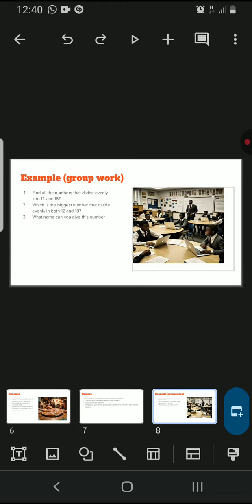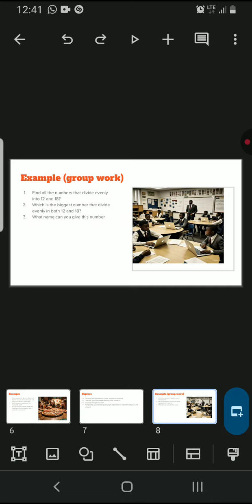For instance, we can have an example like find all the numbers that divide evenly in 12 and 18. Next guiding question, which is the biggest number that divides evenly in both 12 and 18? What name can you give this number?